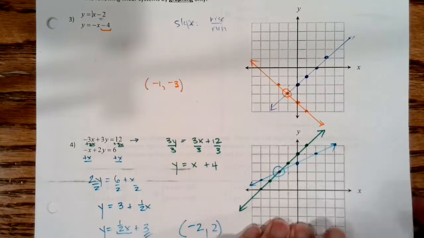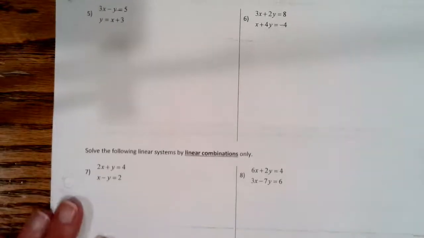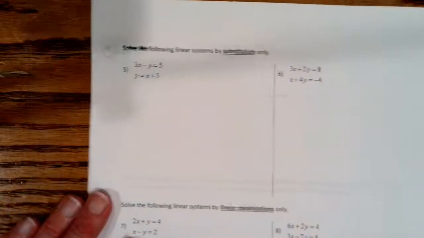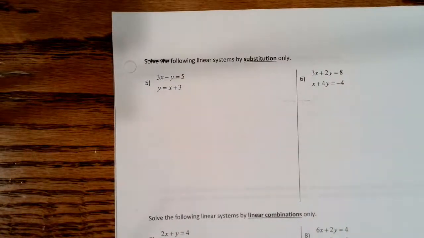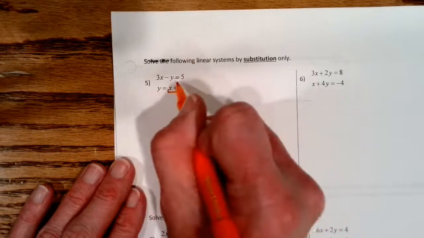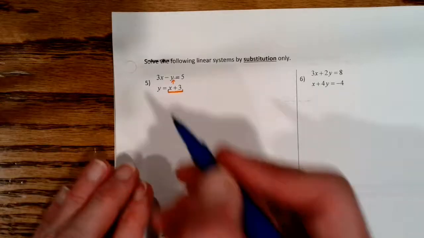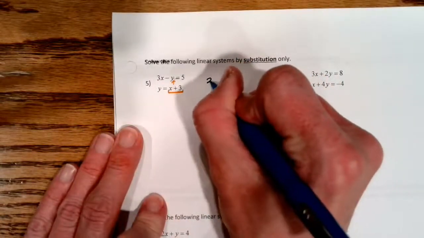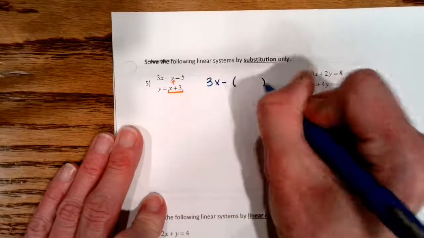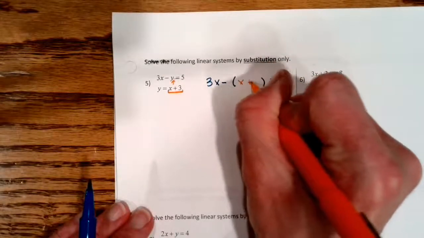Alright, let's take a look at the other side of this page. Our back page is where we have solve by using substitution only. Okay, so substitution, no more graphing, but what I'm going to do is take one value for one of the variables and put it into the other equation. When I do this, because both of these things are equal, instead of writing y, I can write what y is equal to. Y is equal to x plus 3.